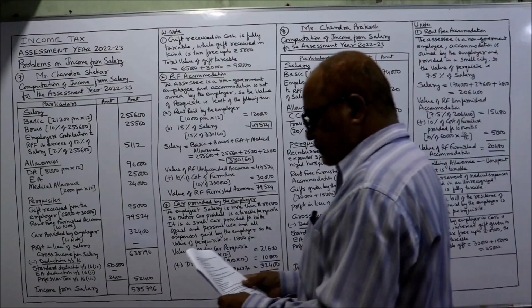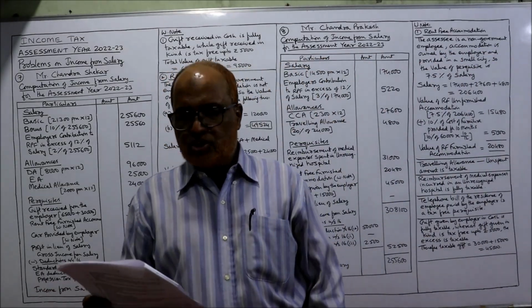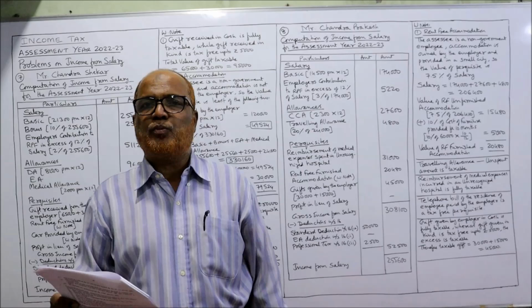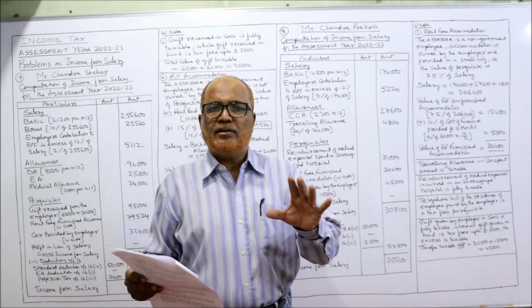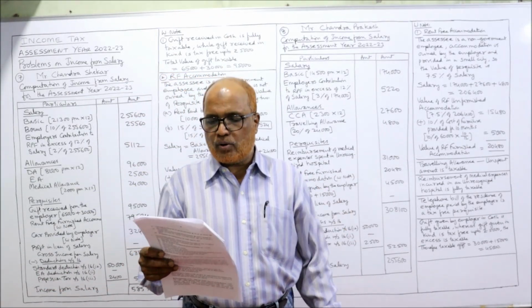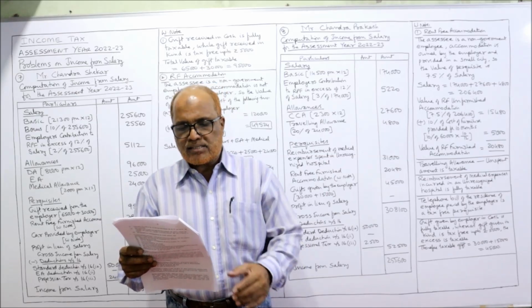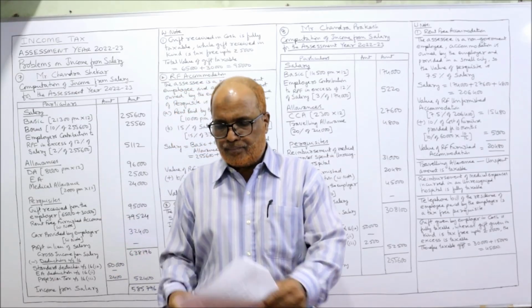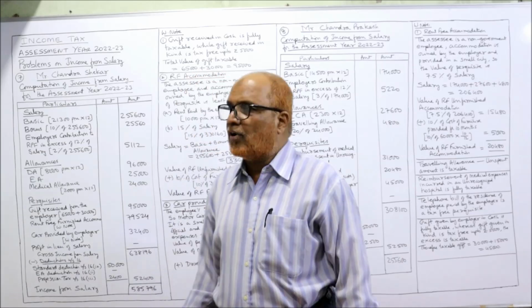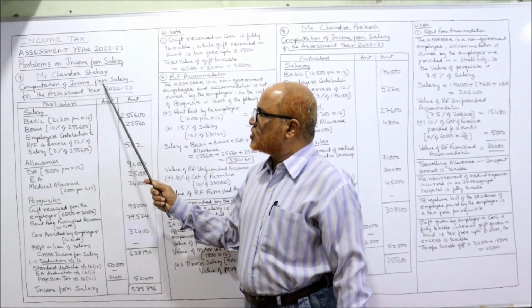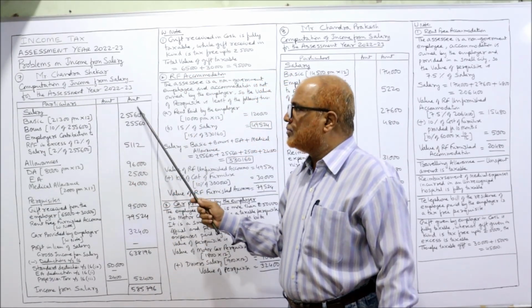Now, 7th problem. Mr. Chandrasekhar is working in Rajesh Exports Limited. The first point, he is a non-government employee. His salary particulars are as under: compute income from salary. So, first of all, we'll write the format. Mr. Chandrasekhar, computation of income from salary for the assessment year, 2 columns.